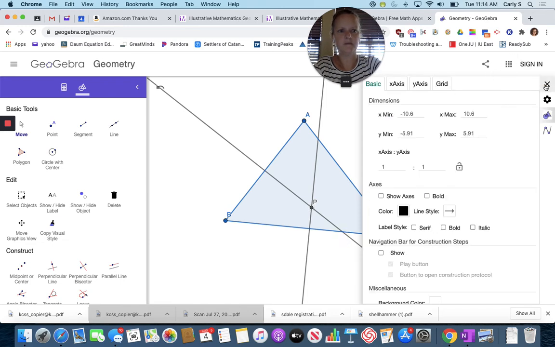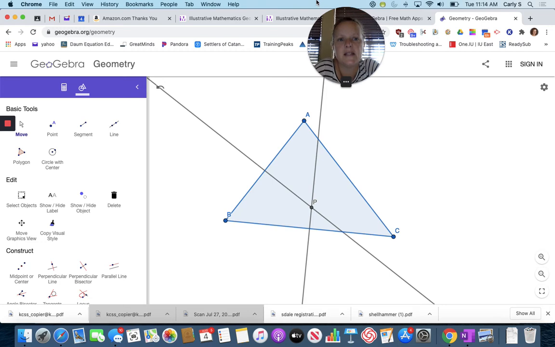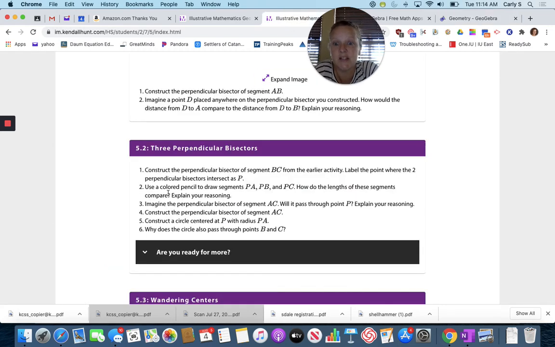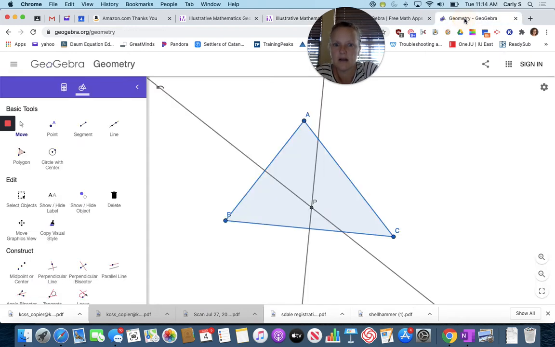Cool. All right, what's the next step? Use a colored pencil to draw segments PA, PB, PC. How do the lengths of these segments compare? So I want PA, PB, and PC. How do these compare?